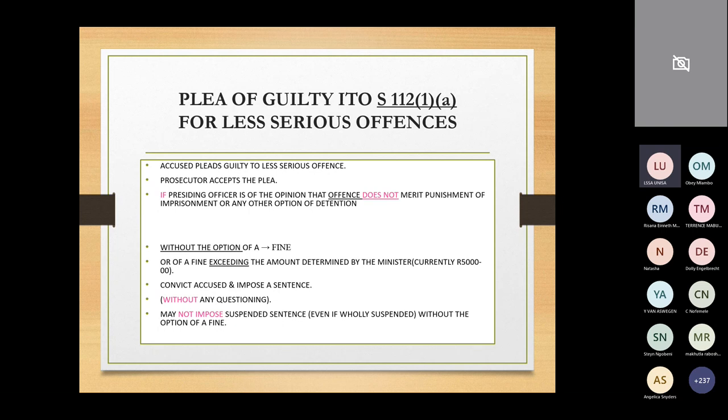And in practice, what I came across is that our clients will, as I said, disappoint you in the dock and say, no, I'm no longer pleading guilty. Then the court will say, okay, seeing that you are no longer pleading guilty, I'm amending this in terms of section 113, and the matter is postponed for plea and trial.